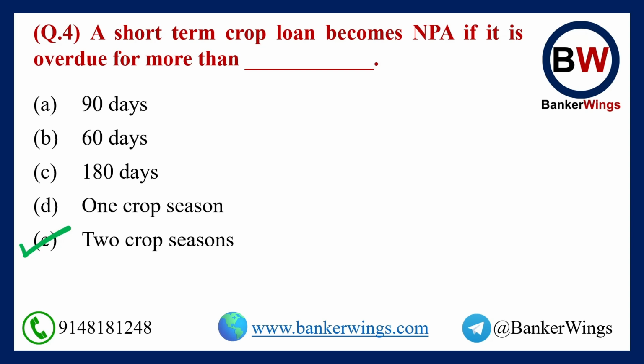So let me repeat all three types of NPA classification. For non-agriculture loans, if the loan is overdue for more than 90 days, it is NPA. For short-term crop loans, if the loan is overdue for more than 2 crop seasons, it is NPA. For long-term crop loans, if the loan account is overdue for more than just 1 crop season, that is also NPA.